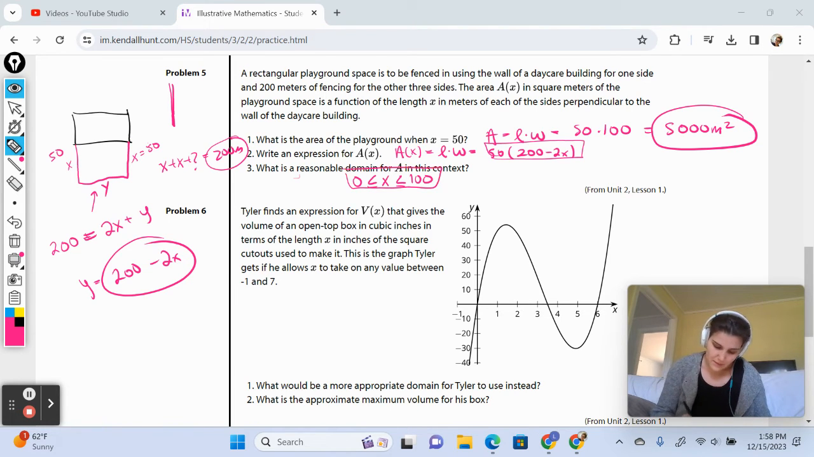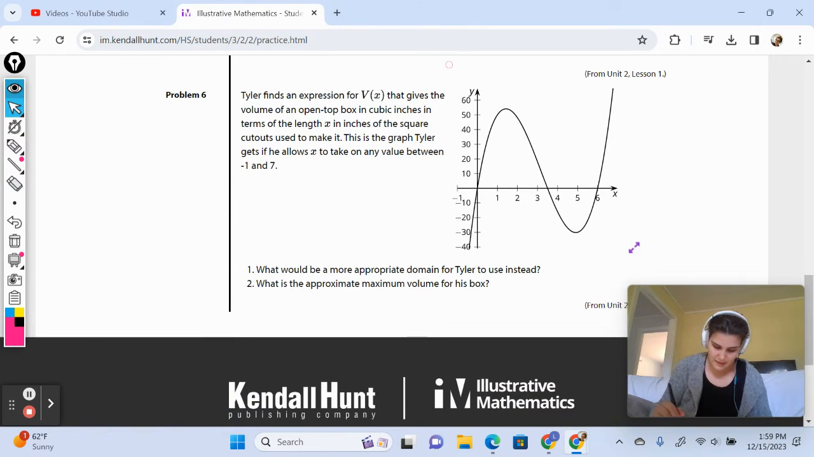So x can be as small as 1 meter and all the way up to 100 meters in length, but it has to be less than that, and that would be a reasonable domain. So we have to think about the context of the question for a question like that.